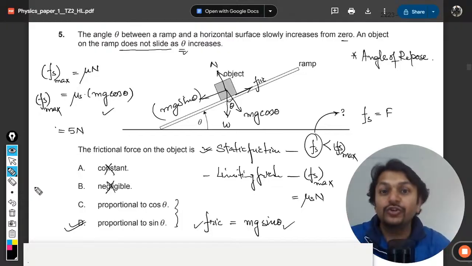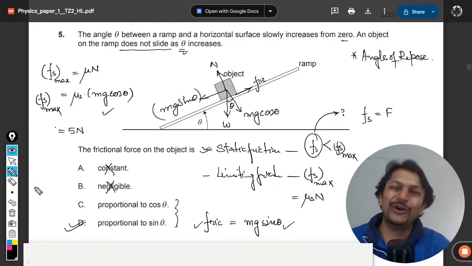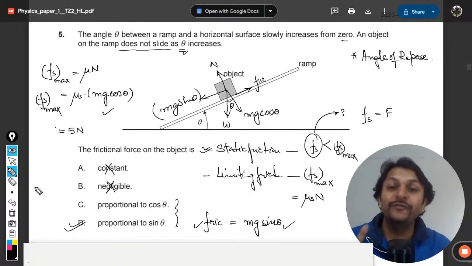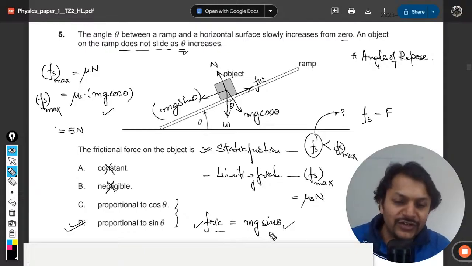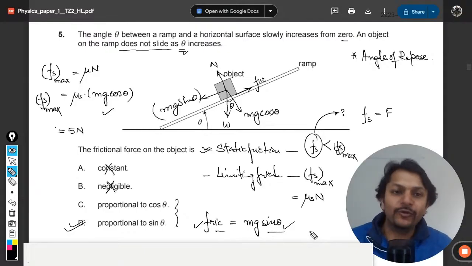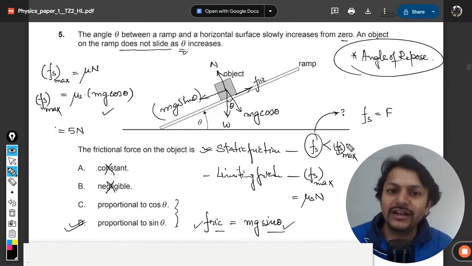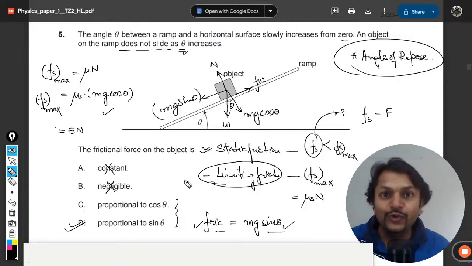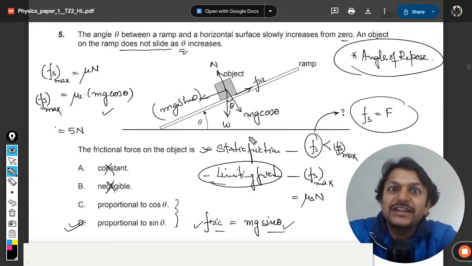And I'm damn sure that 99% of the students will be wrong when this question was asked to them in the question paper. It's a very beautiful, very tricky question, no doubt about that. So the answer for the friction will be mg sin theta, provided they are teaching you angle of repose. But they are not teaching it in their books or in their classes. They're not telling you about limiting friction. They do not tell you what static friction is and how to find the magnitude of static friction.